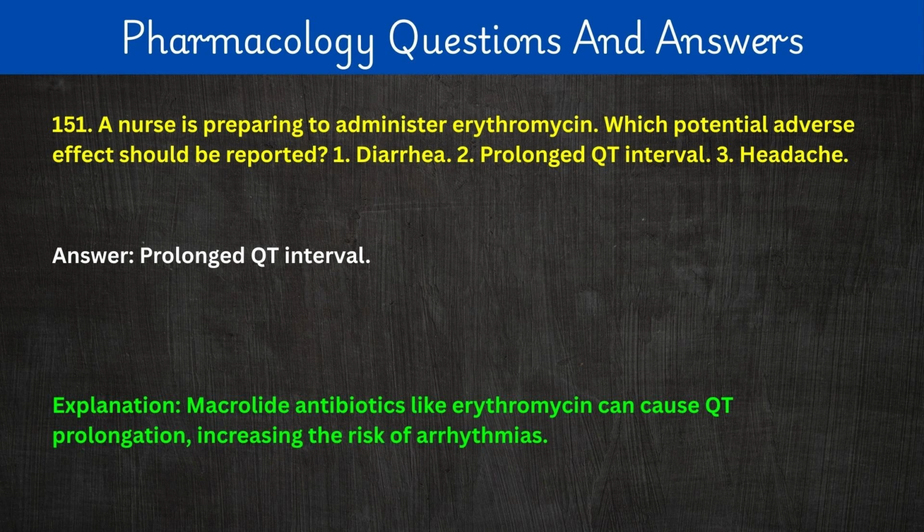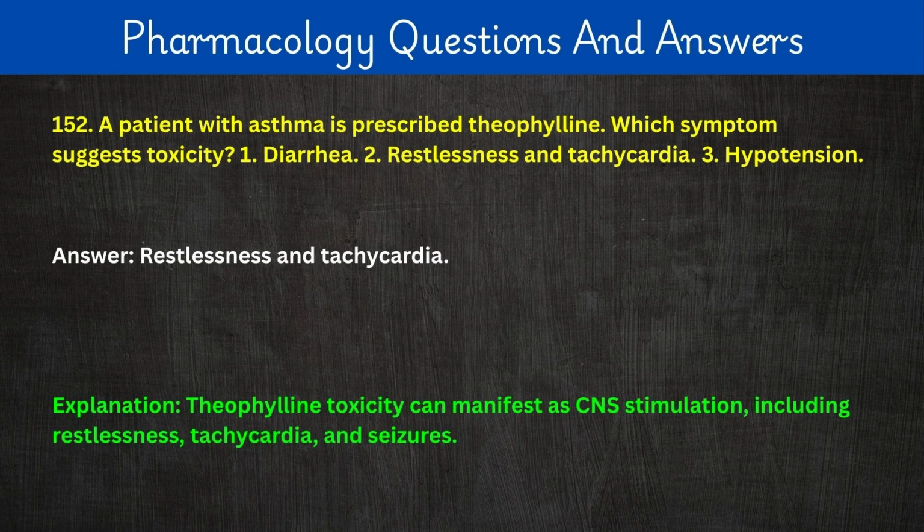151. A nurse is preparing to administer erythromycin. Which potential adverse effect should be reported? 1. Diarrhea. 2. Prolonged QT interval. 3. Headache. Answer: prolonged QT interval. Explanation: macrolide antibiotics like erythromycin can cause QT prolongation, increasing the risk of arrhythmias.